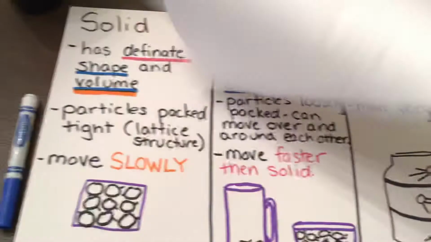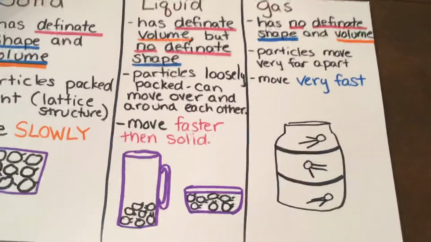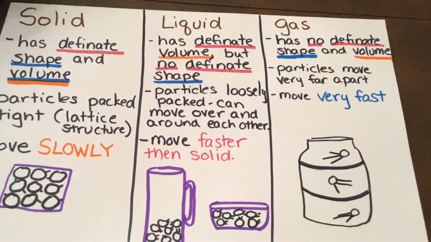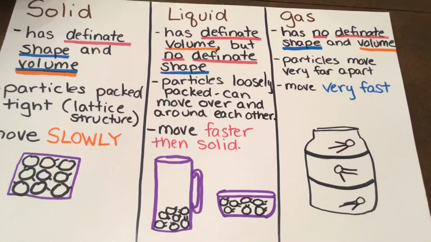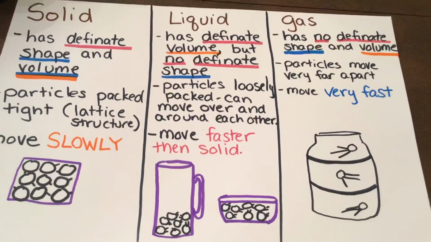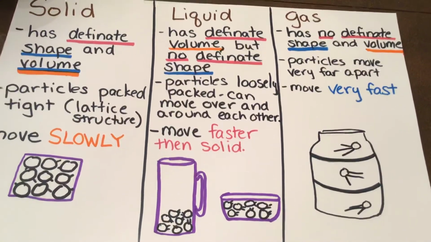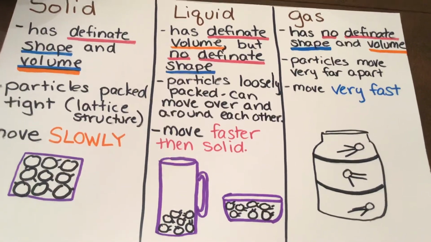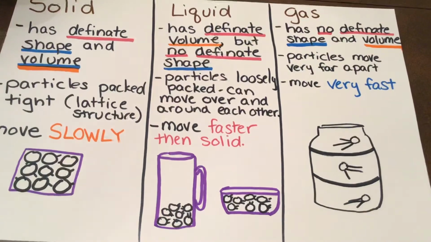And lastly, we have gas. Gas has no definite shape and no definite volume. They move very, very quickly, and they move very far apart. Gas particles don't like to collide with each other. They try to stay away from each other, so they'll try to move far apart, and they move very, very fast.